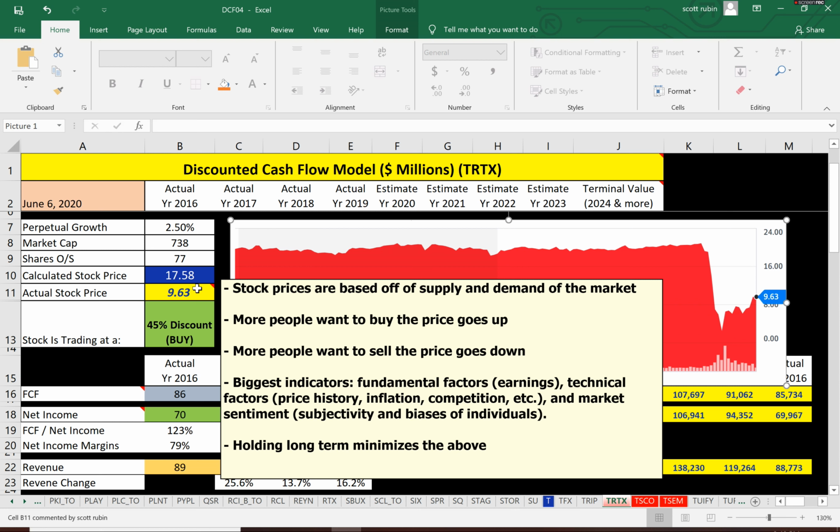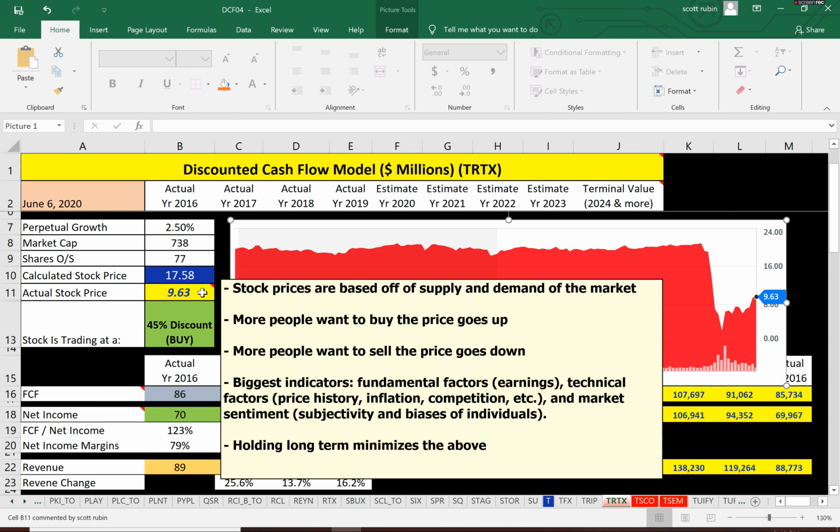So the biggest indicators of a stock price are fundamental factors like earnings, what we went through pretty much, the fundamentals, which is what I like to value stock on. But stock price is also affected by technical factors such as the price history of the stock, and also external things like inflation and competition. So even if a stock is worth $18 and, like Trump said, all REITs are going to get taxed 100%, which doesn't make sense, nobody would buy REITs and the price would go down. So external factors play a lot into it.